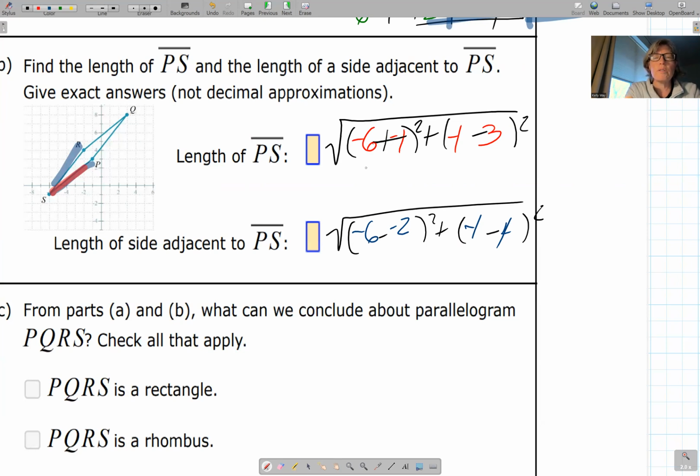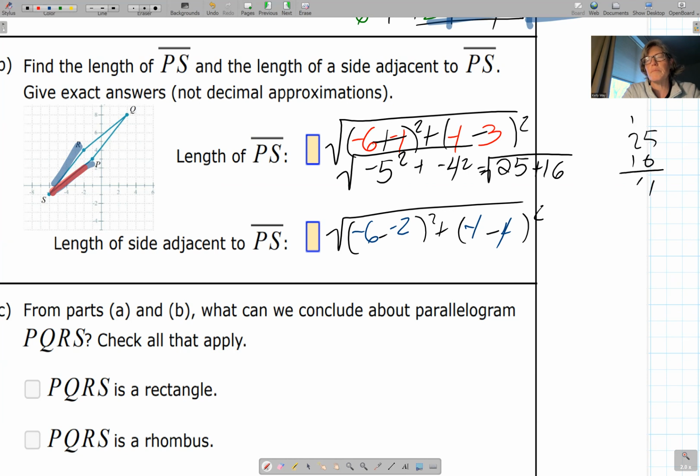Double negative makes positive. That's going to be negative 5 squared, negative 4 squared. 25, 16. Root 41. Let's check over here. Double negative makes a positive. This is negative 16 squared plus negative 5 squared, also root 41.